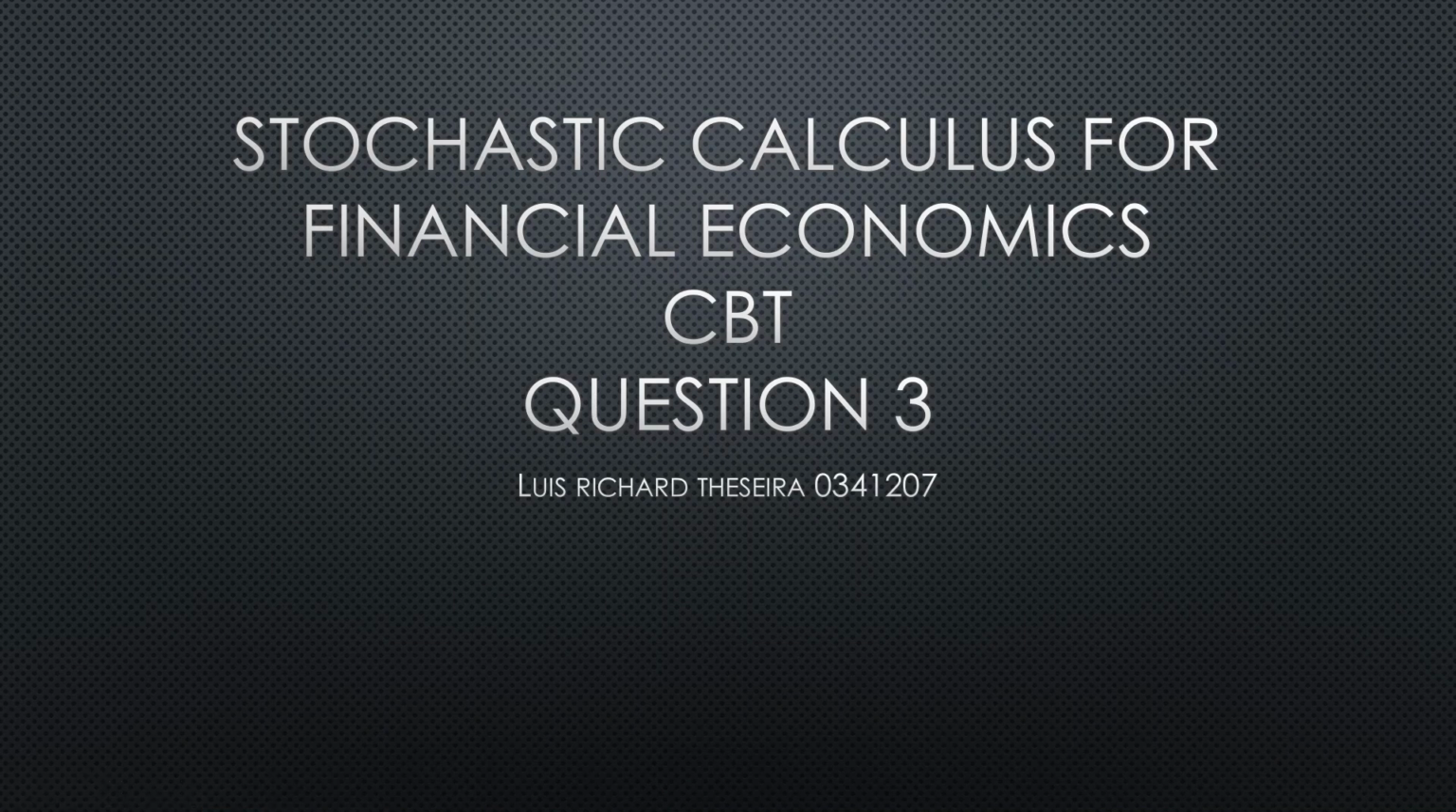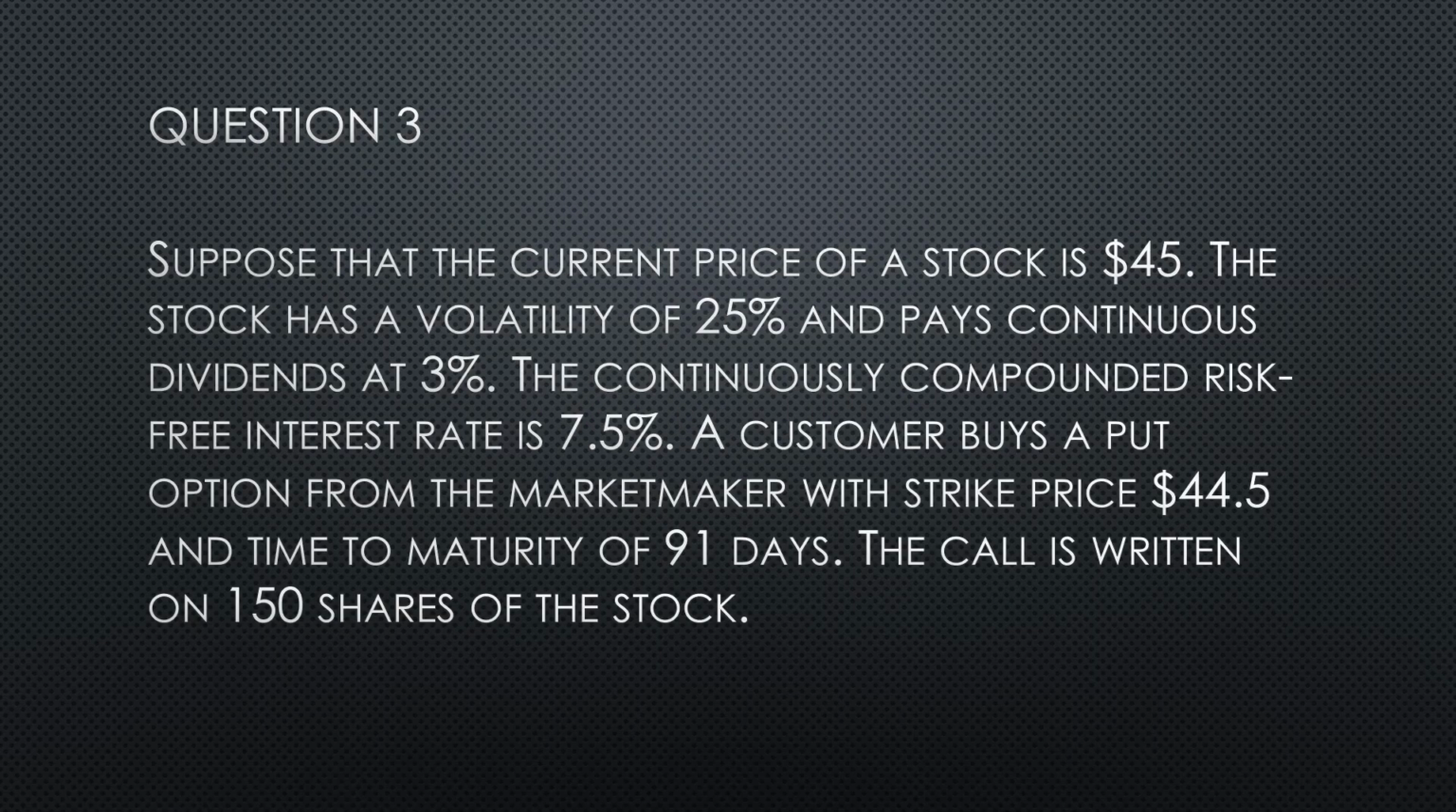And for my CBT for stochastic calculus, I had to do a question on question 3 of a presentation. Suppose that the current price of a stock is $45. The stock has a volatility of 25% and pays continuous dividends at 3%. The continuously compounded risk-free interest rate is 7.5%.